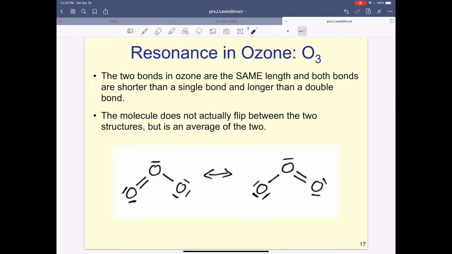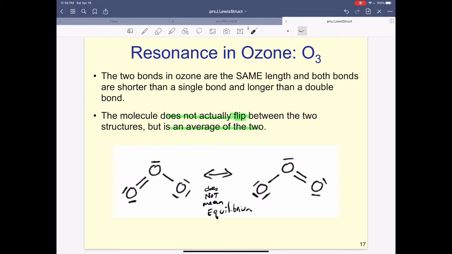So the way we want to express resonance structures, neither of which is actually correct. You don't necessarily have to show them bent, though this is a bent molecule. But what's important is we'll use this double arrow. This does not mean equilibrium. From the context of the question, you would know this is not an equilibrium arrow, but it's an arrow to represent resonance structures, in the sense that neither one is actually correct, but they both contribute, meaning the molecule doesn't actually flip between the two structures, but is an average of the two.